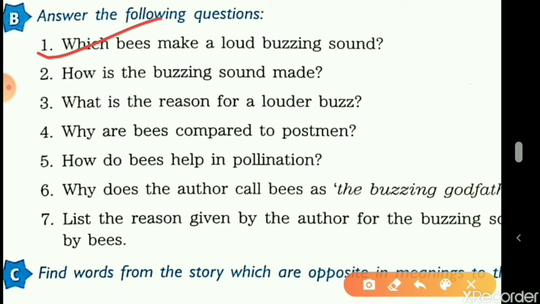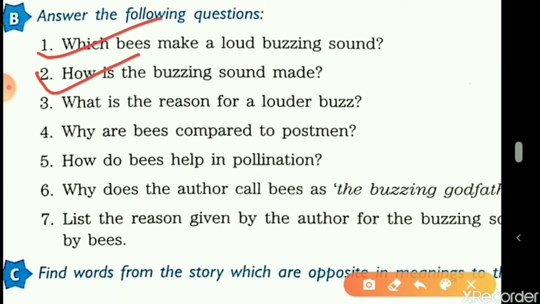Now, children, the second question, how is the buzzing sound made? Answer. The buzzing sound is made when the wings of the bee beat up and down.